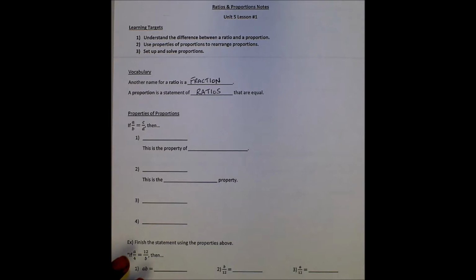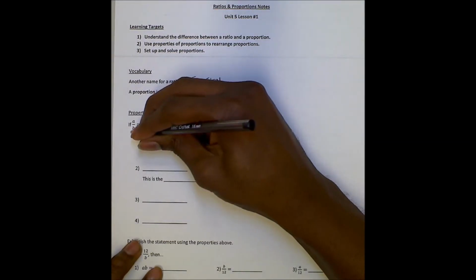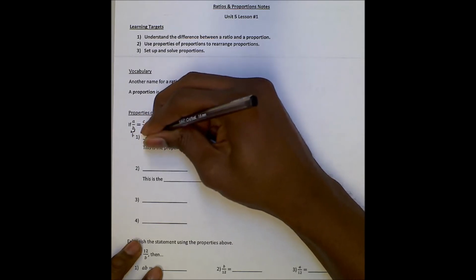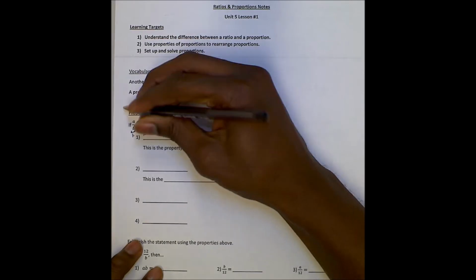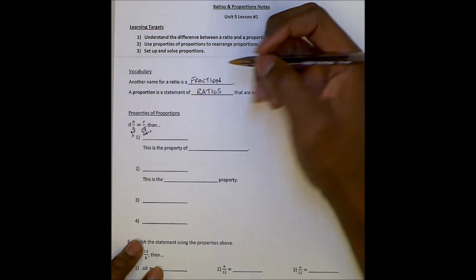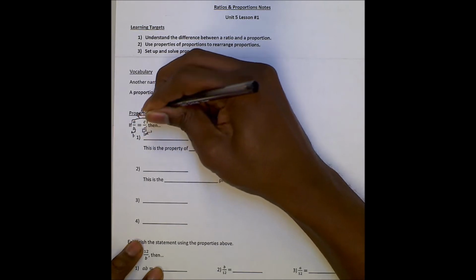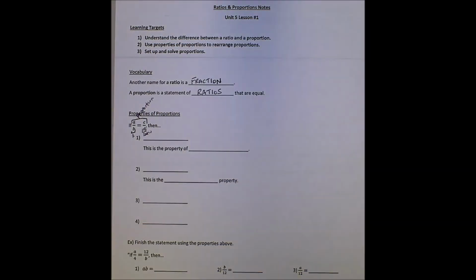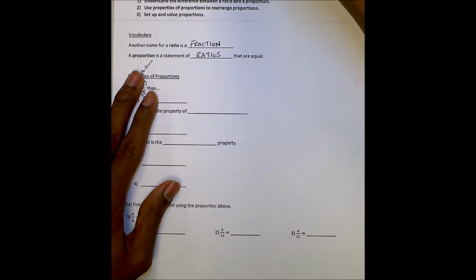So just looking down here, when we look at A over B, this is a ratio. Okay, C over D is also a ratio. These both are ratios. Okay, but when we say A over B is equal to C over D, now this is a proportion. Write that all over everything. Okay, so when we set two ratios equal to each other, then that's a proportion. Try to get everything set.